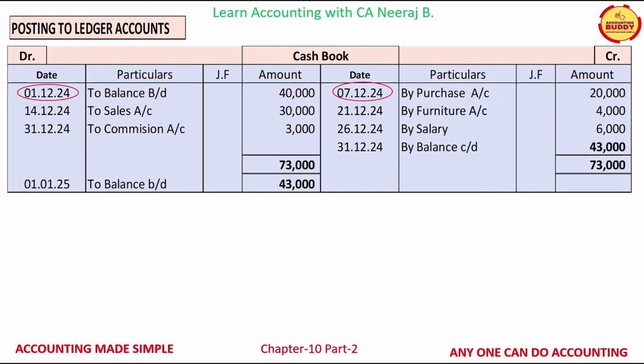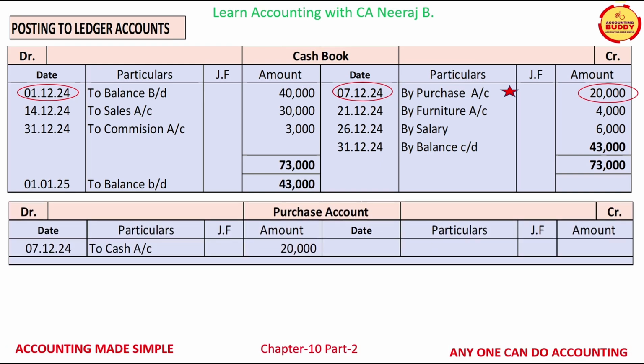On 7th December, business purchased goods worth $20,000 in cash. This entry of $20,000 will be posted in the purchase account on 7th December on the debit side of the purchase account by writing the words "to cash account."